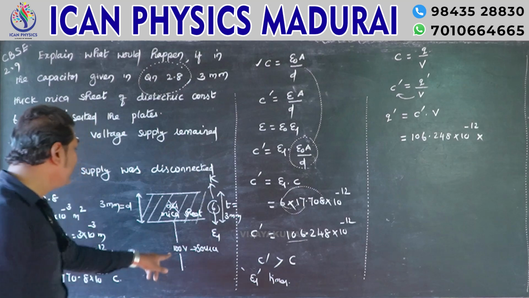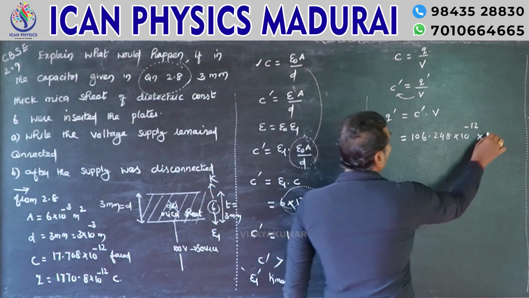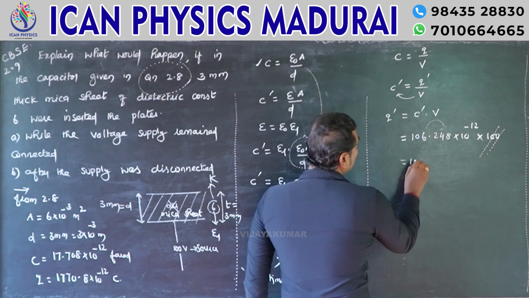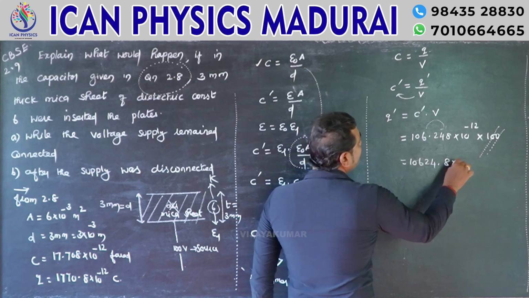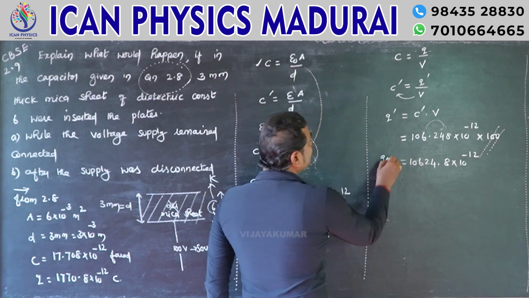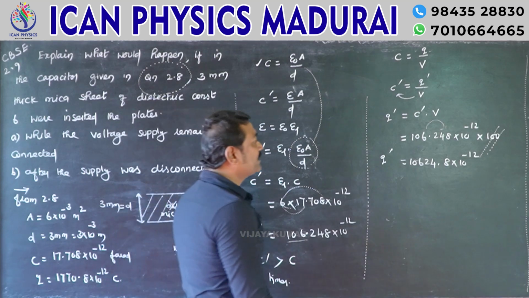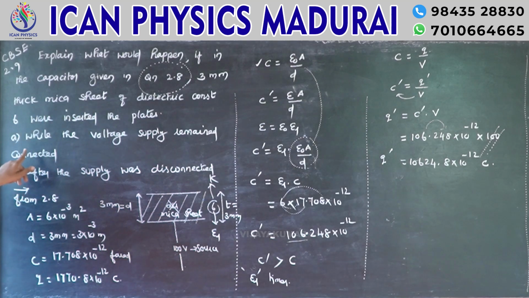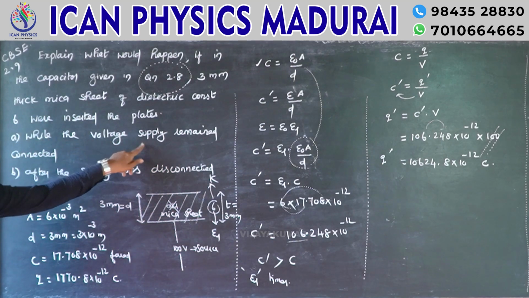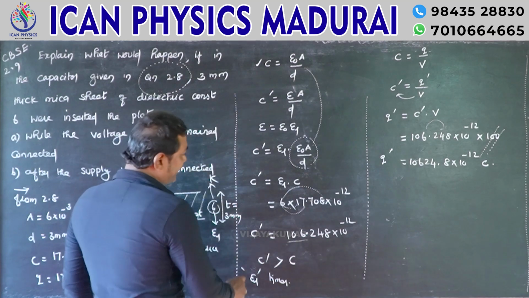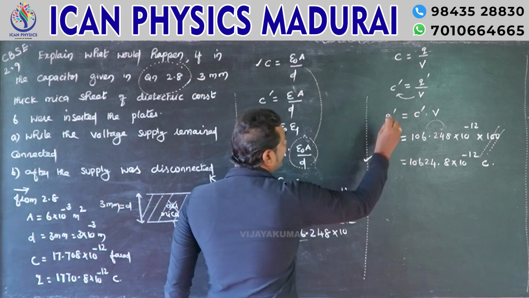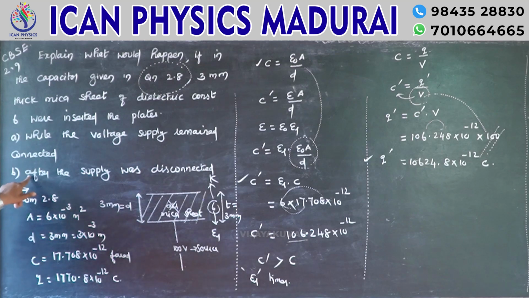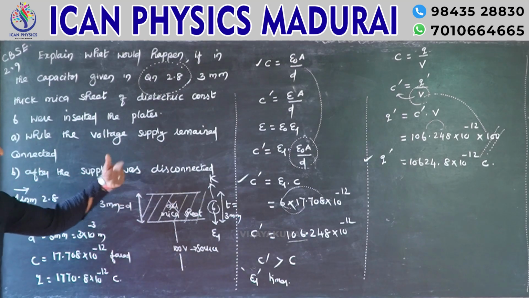So, what is the value of V? It will be 100 volt. So, 106.248 into 10 to the power minus 12 is the charge. The unit of charge is coulomb. So, the first one, while the voltage supply remains connected. When it remains connected, C dash and Q dash are calculated with the same 100 volt. The second option, B, after the supply was disconnected.